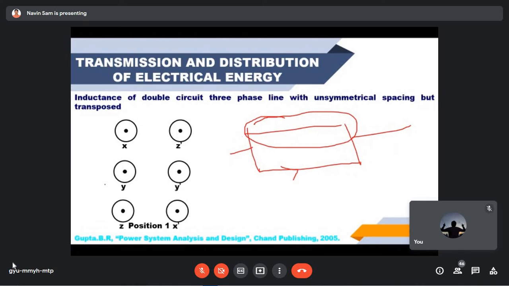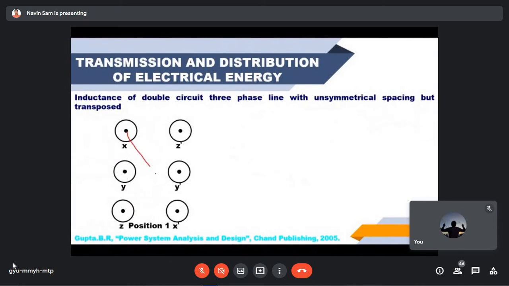Right? Now, what I would like to majorly convey is that X and X dash are connected in parallel. Similarly, Y and Y dash are connected in parallel. Z and Z dash are conductors connected in parallel. Right? Now it is over.